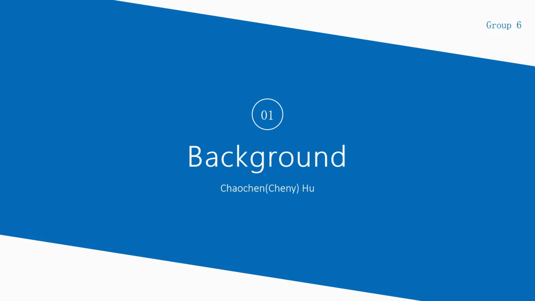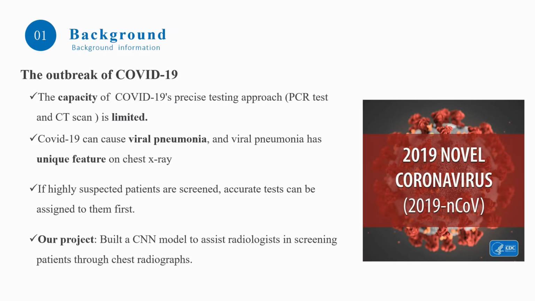In 2020, the most influential thing is the outbreak of COVID-19. However, the capacity of testing approaches for it, like PCR test and CT scan, are limited or even unavailable in some regions. Since COVID-19 can cause viral pneumonia and viral pneumonia has a unique feature on chest X-ray, X-ray might be a tool to help doctors screen suspected patients.